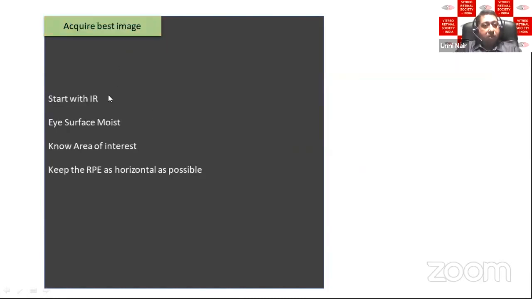Acquiring the best image. This is what we like to do. I'll just go through this. Always start with an infrared reflectance image. Know that the eye surface is moist. Know the area of interest and keep the RPE as horizontal as possible.